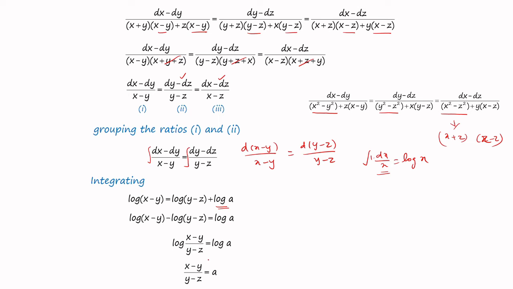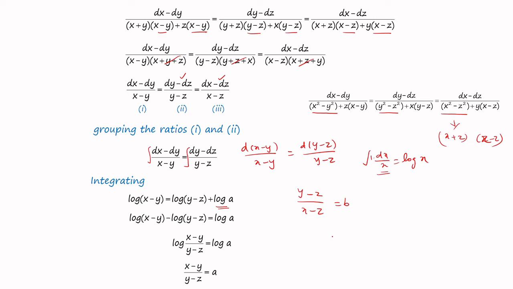Similar to this, when you group 1 and 2, (x minus y) by (y minus z) is equal to a is a solution, isn't it? When you group 2 and 3, your solution will be (y minus z) by (x minus z). That is your b, isn't it? So without writing the terms, you can write it, because we get similar terms to this one. And you get Lagrange's general solution from the two independent solutions.